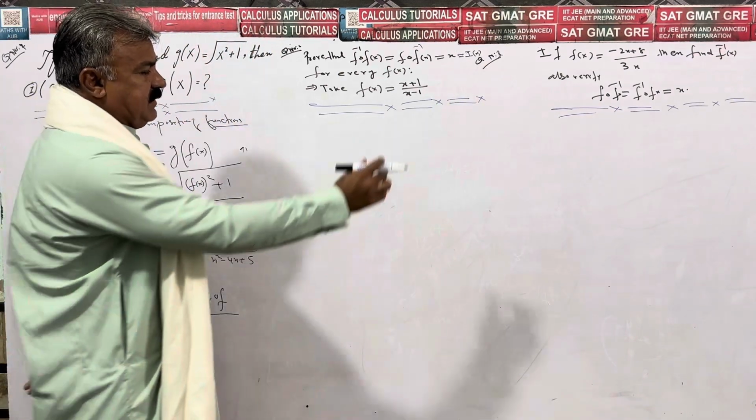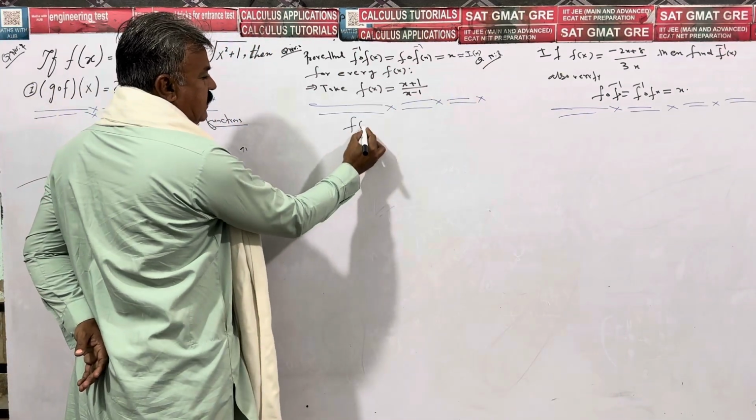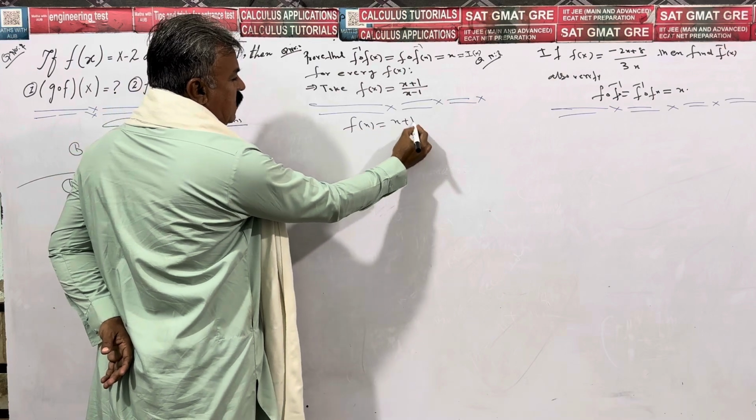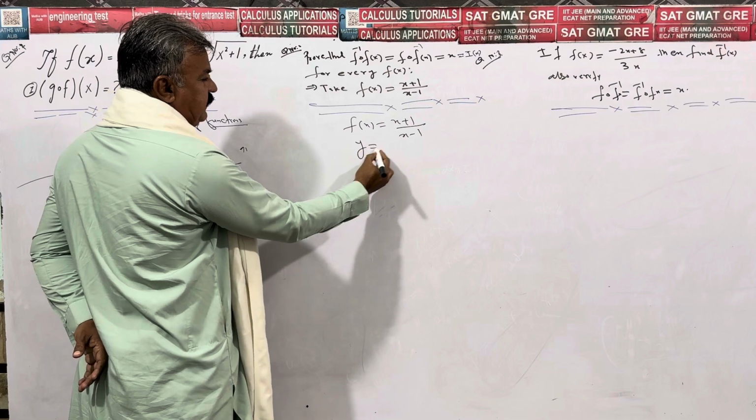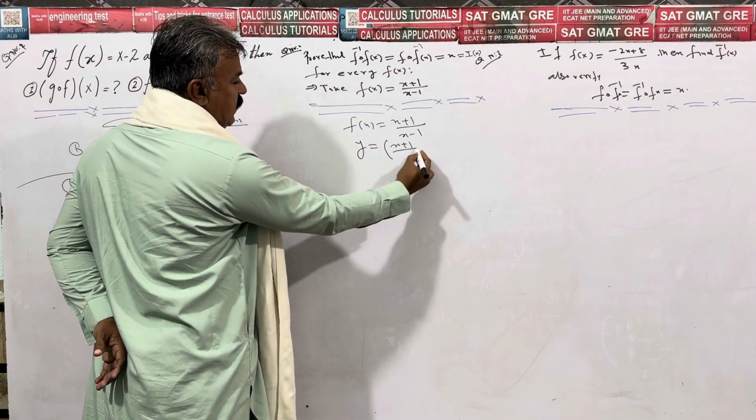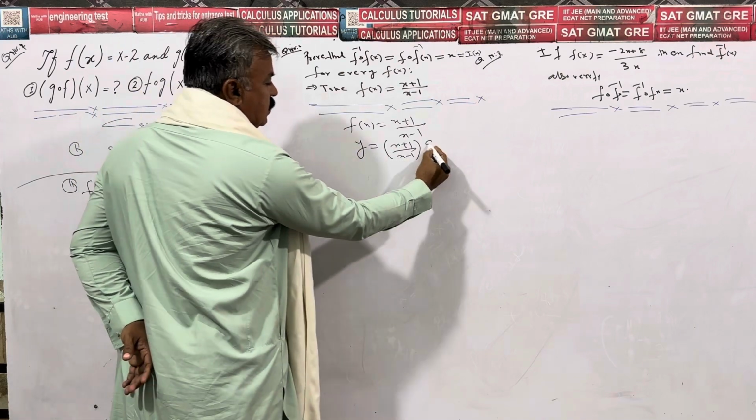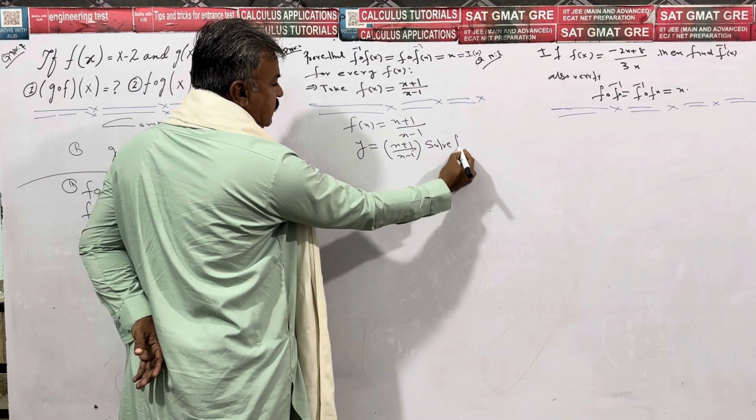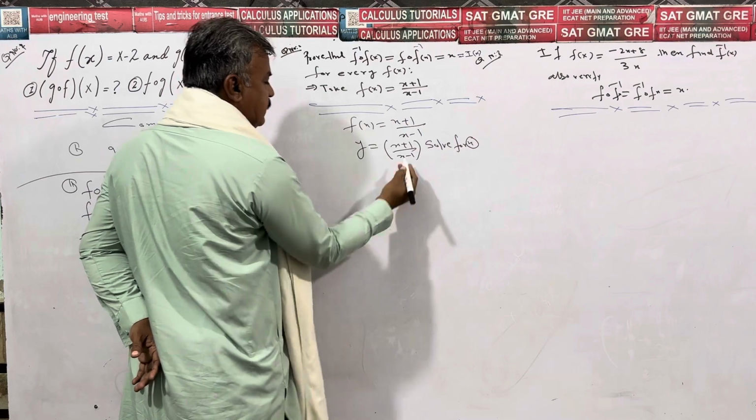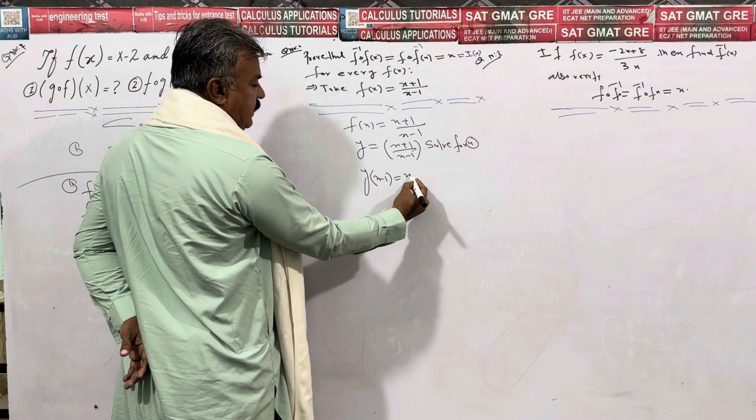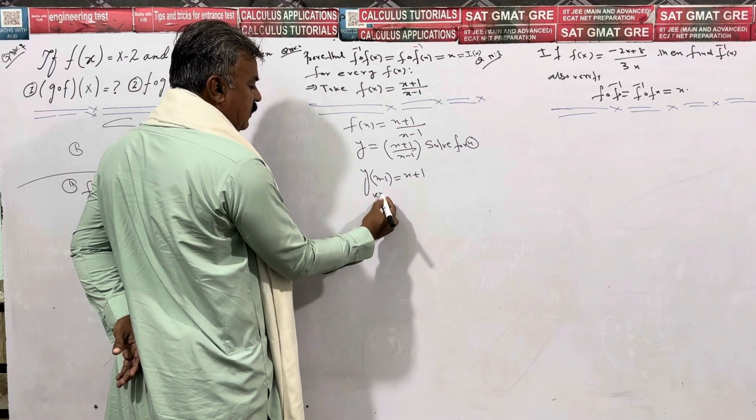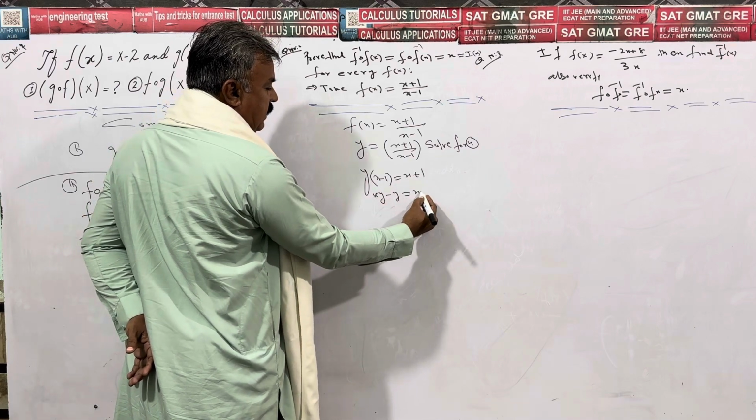Let's find out its inverse. f of x is equal to x plus 1 over x minus 1. f of x means what? y is x plus 1 over x minus 1. Now solve for x. Shift x minus 1 here: y times x minus 1 is equal to x plus 1. Multiplying throughout, xy minus y is equal to x plus 1.